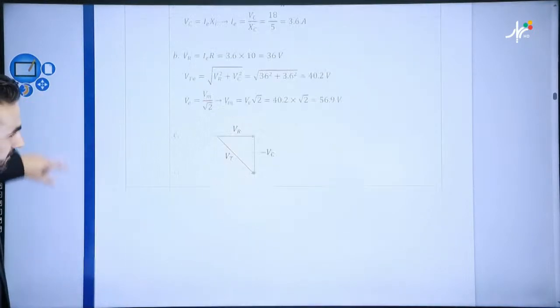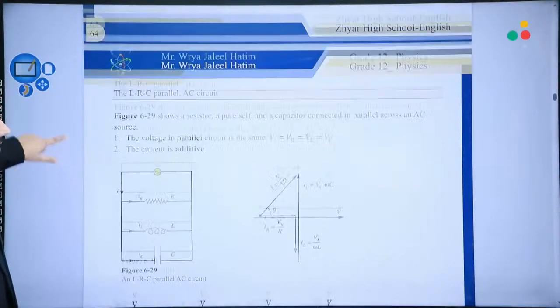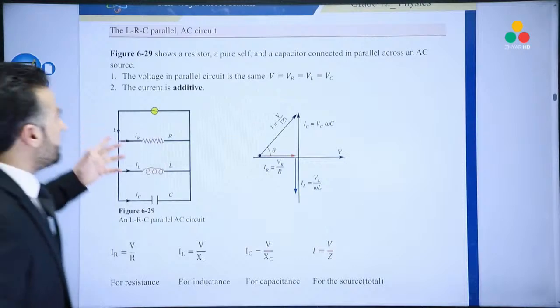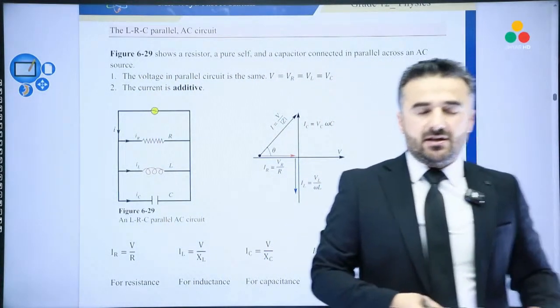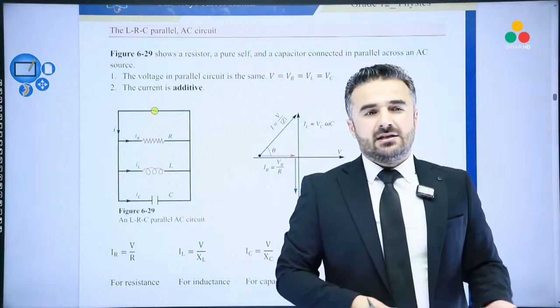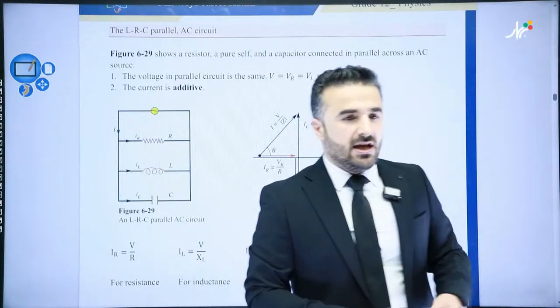Okay, moving forward. Now let's talk about a new concept, which is basically this time, so far we've been talking about a resistor, an inductance, or we can say a coil, and of course a capacitance.